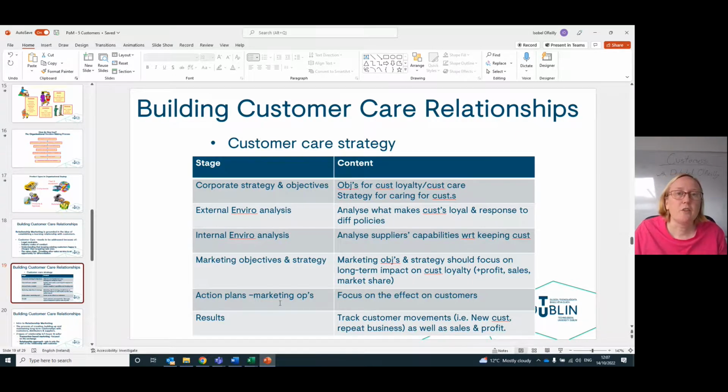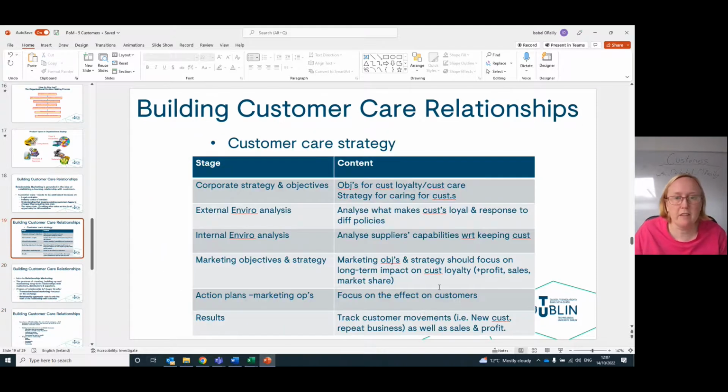Action plans. So the operational marketing should focus on the effect on customers of all of our processes and the results. So we need to always track results, track customer movements, tracking online and so on, tracking our sales, new customers, repeat business, as well as sales and profit. So what are the new customers buying? What are repeat customers buying, and so on? Are they different? Are they behaving differently?